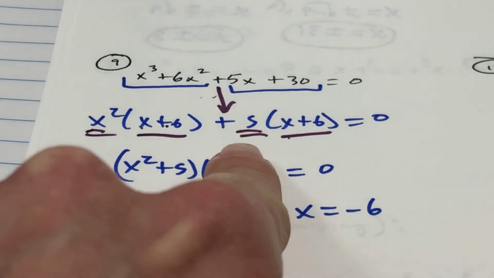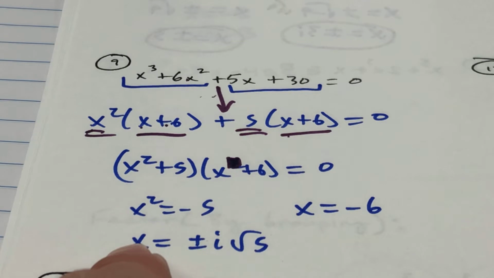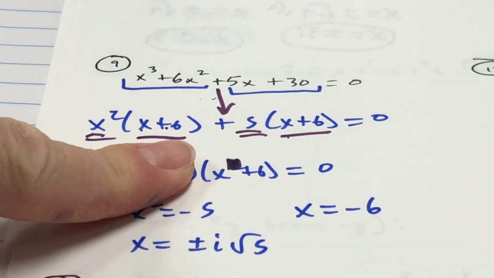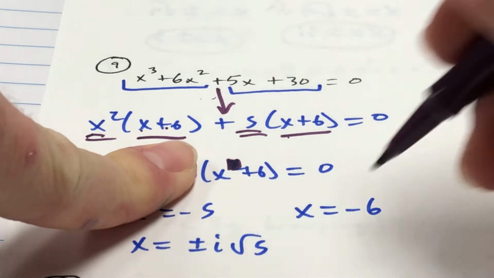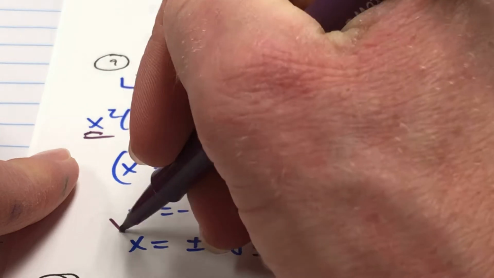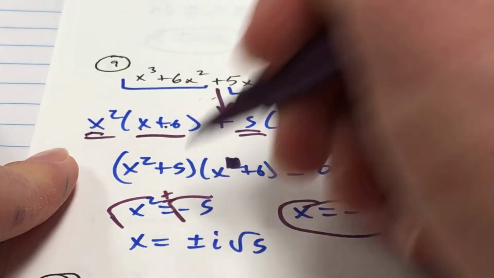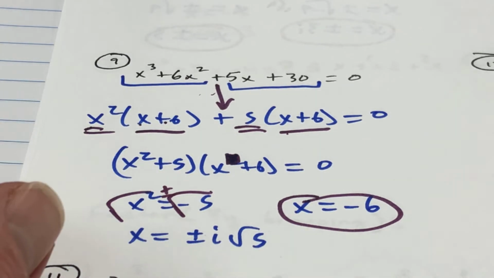I'm going to set x squared plus 5 equal to 0. I'm going to subtract 5 from both sides. I get x squared as a negative 5. I'm going to set x plus 6 equal to 0. I'm going to subtract 6 from both sides. That's my first answer, my 1 real root. Because when I take the square root, don't forget plus or minus, of a negative 5, the i has to come out. X equals plus or minus i root 5.